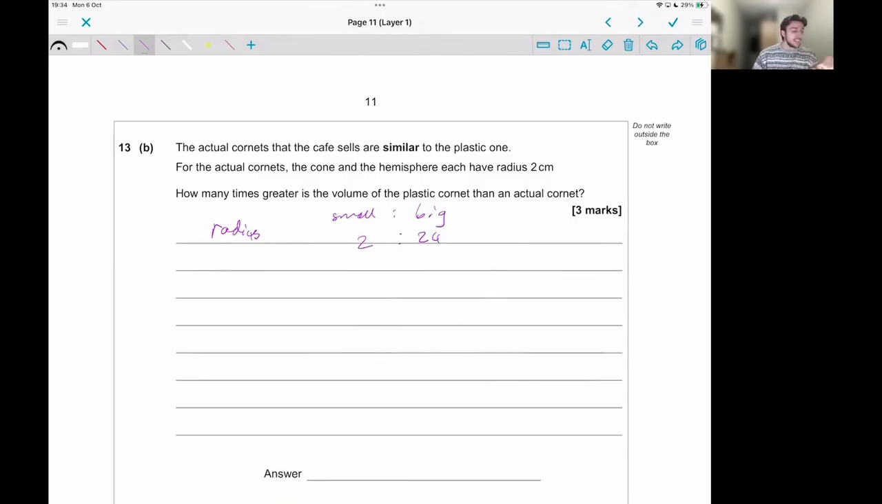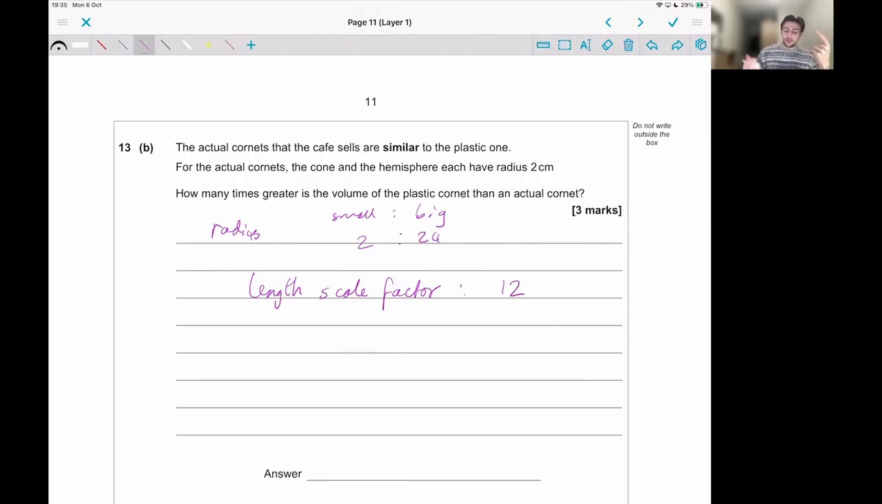So while your length scale factor, what you're multiplying by to get from 24 to 2, we're being asked how many times greater. So when you're going from 2 to 24, the length scale factor is times 12. So we're timesing by 12 to get from 2 to 24.